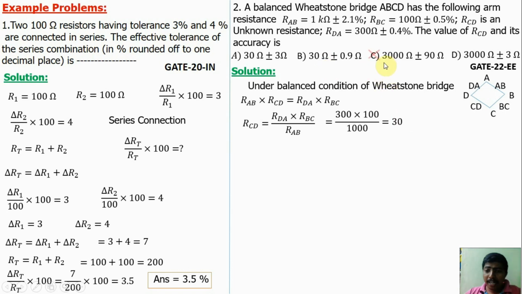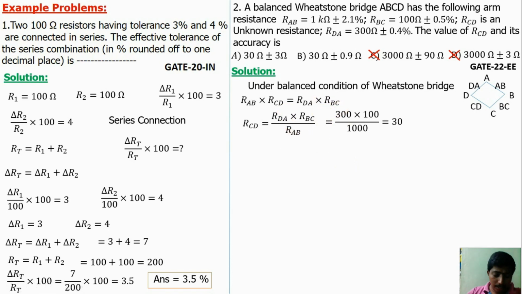So we may eliminate option C and option D. The answer may be option A or option B. Now we have to find the uncertainties. If we find the uncertainties for this term, we can eliminate one option and find the best answer. Okay, so this is a multiplication and division term.